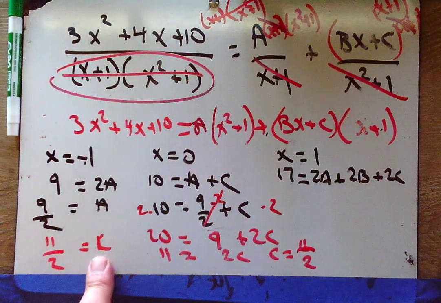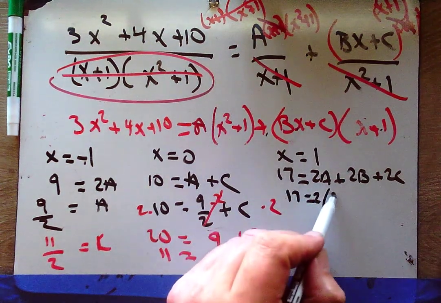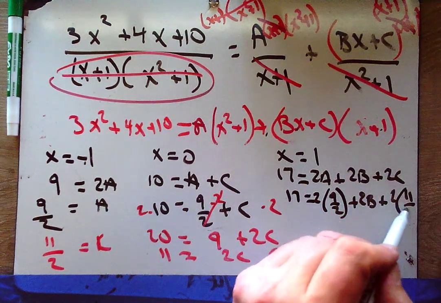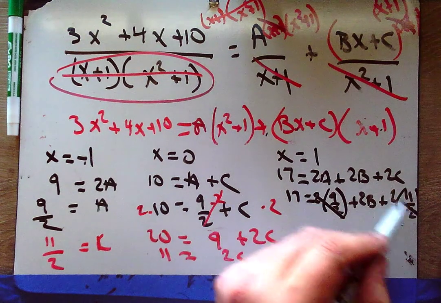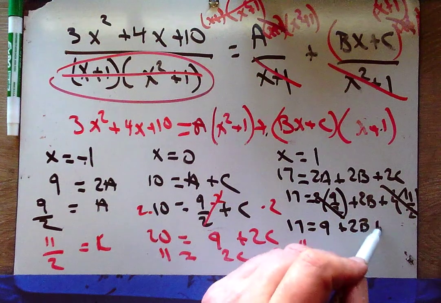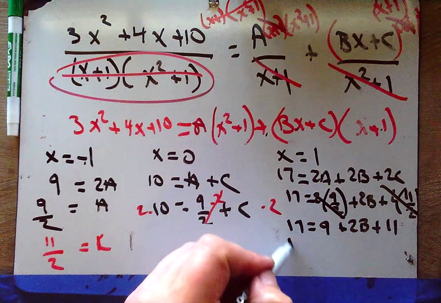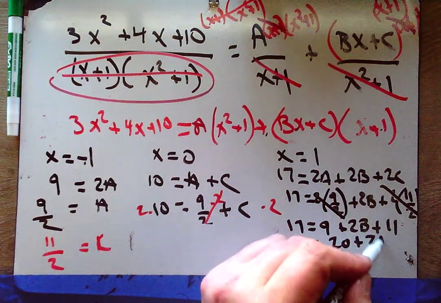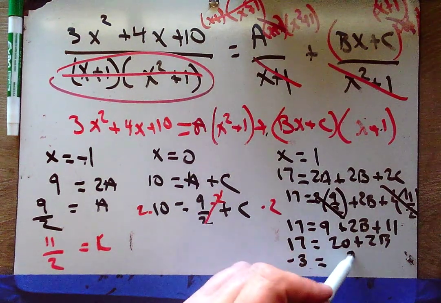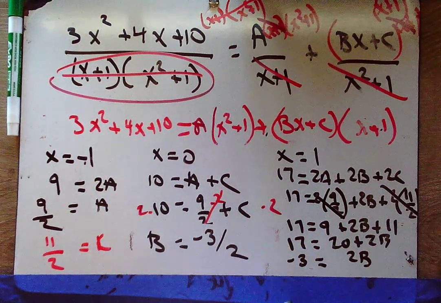So now when I plug in my c value and my a value, I've got 17 equals 2 times 9/2 plus 2b plus 2 times 11/2. Oh, how convenient. I get 17 equals 9 plus 2b plus 11. 9 plus 11 sounds like 20 to me. 17 equals 20 plus 2b. If I subtract 20 from both sides, I get -3 equals 2b. And so we know that b equals -3/2.